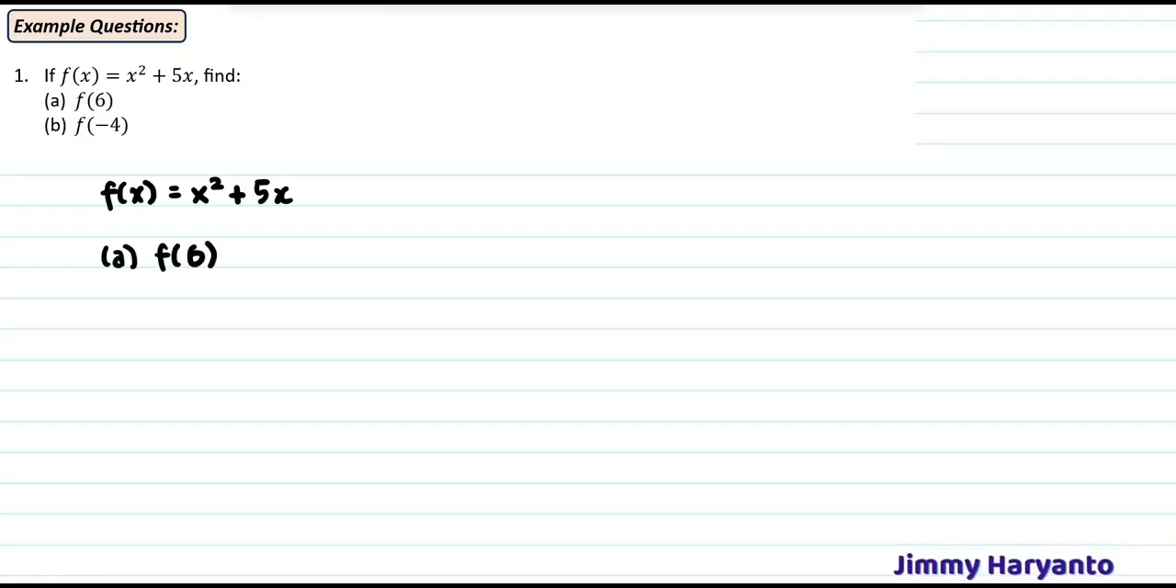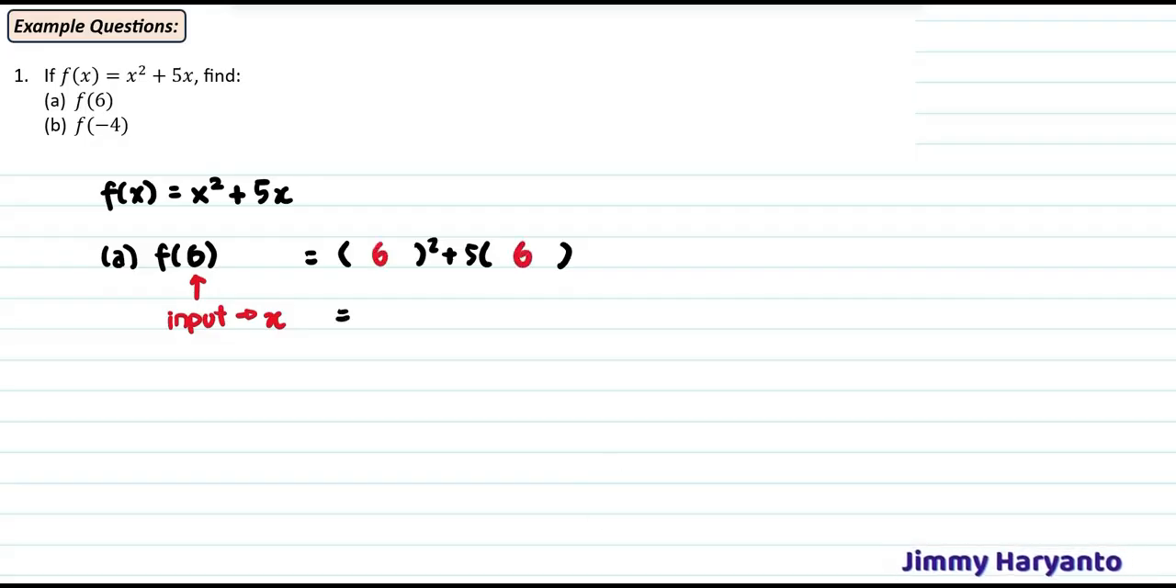Remember what I told you before, the 6 in the brackets is the input and the input is the x. That means to calculate this, you only have to replace the x with 6, just like this, 6 squared and then plus 5 times 6. So you'll have 36 plus 30, and the final result is 66. So you can conclude that f6 equals 66.